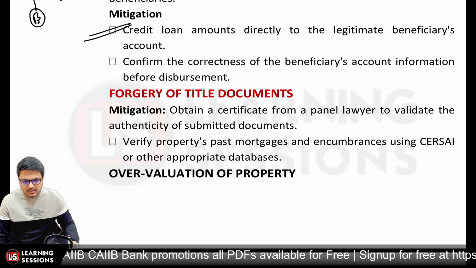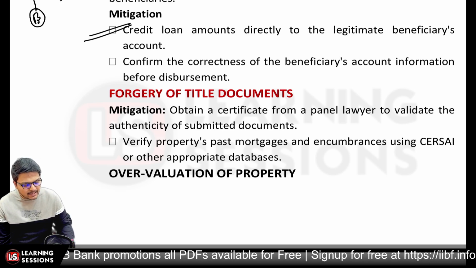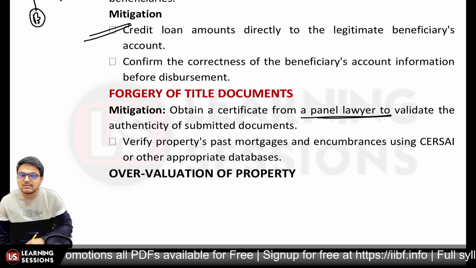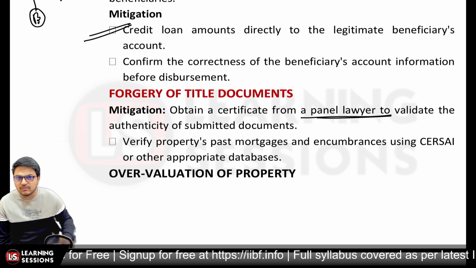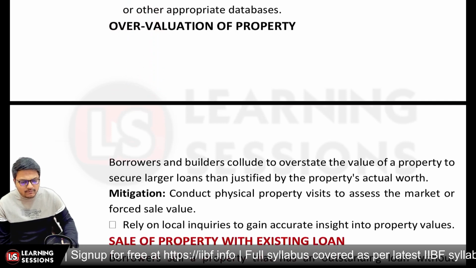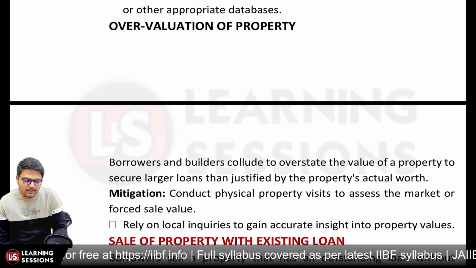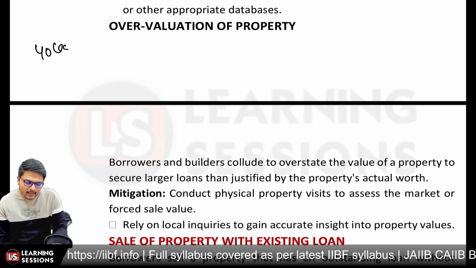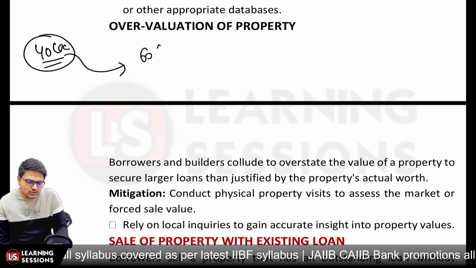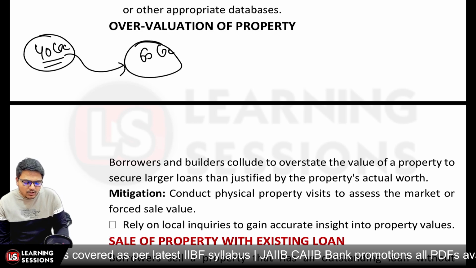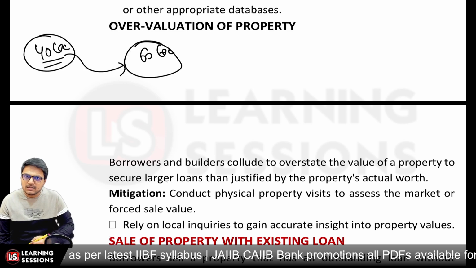In that scenario, we must obtain a certificate from the panel lawyer so as to validate the authenticity of the submitted documents. And further, we can also check the past mortgages or particular encumbrances under the CERSAI. And also it could be related to overvaluation of the property. The property was valued at rupees 40 lakh, but the approved valuer showed it to be valued at 60 lakh rupees. Now, based upon that, the eligibility will be increasing, right?